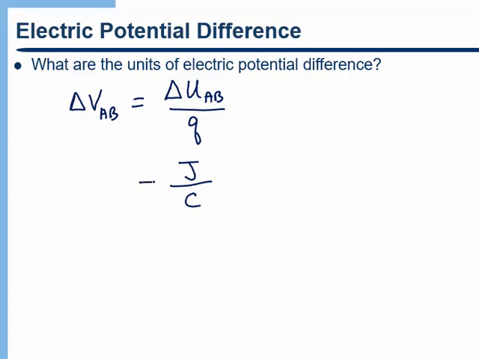Now, because electric potential difference is very important, it gets its own unit, which is V, which stands for volts. By the way, notice it's maybe a little bit confusing that V is both the unit and the symbol in this case. So V is electric potential, delta V is electric potential difference, and the unit is V for volts.